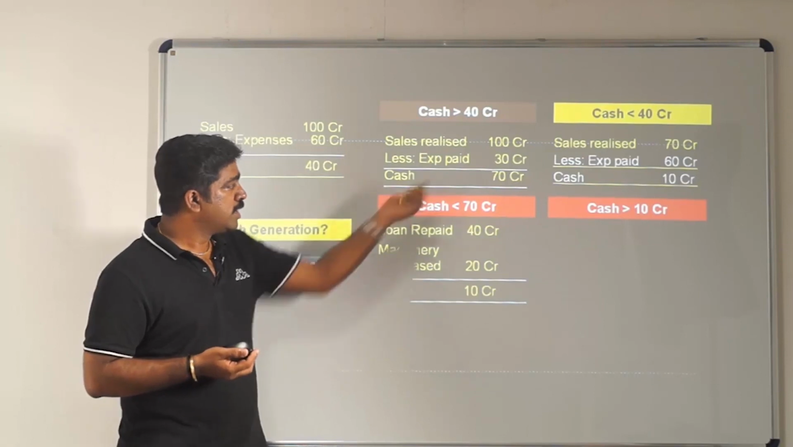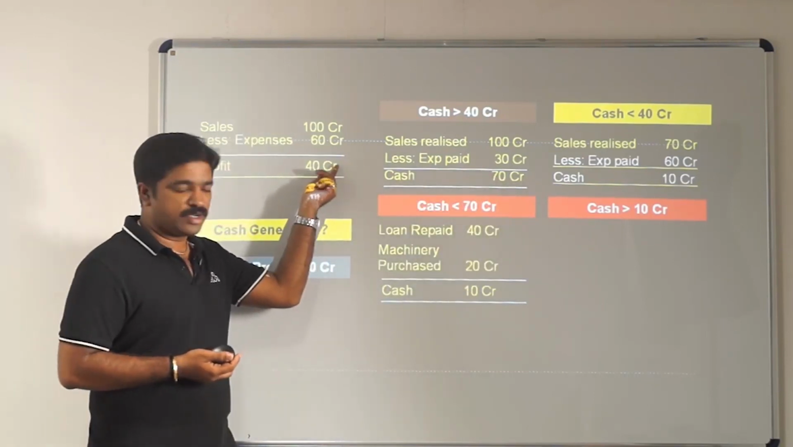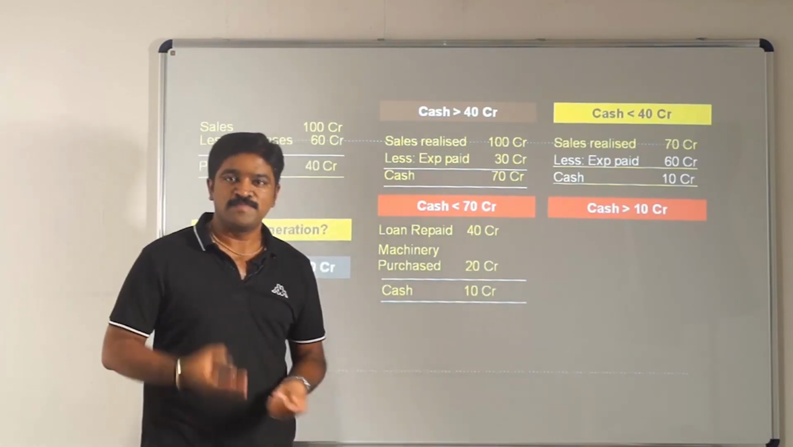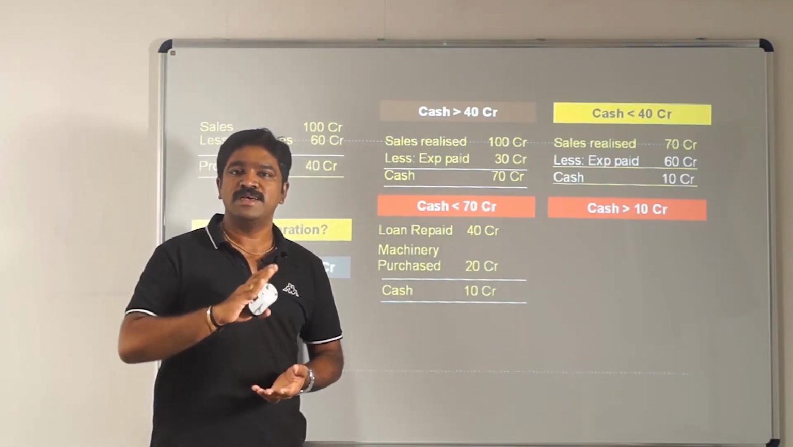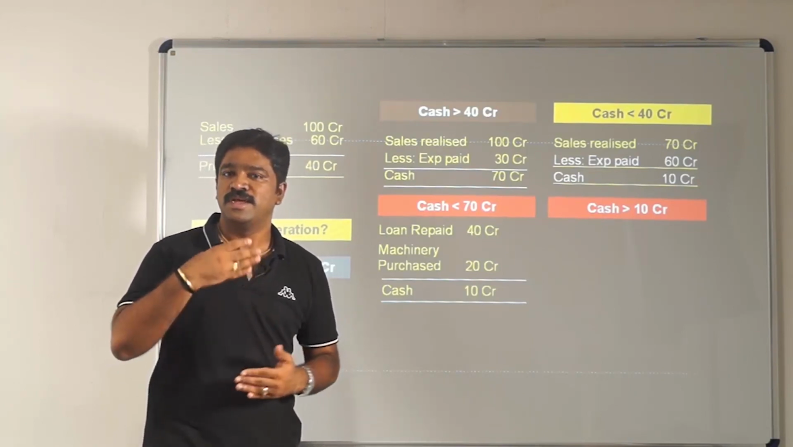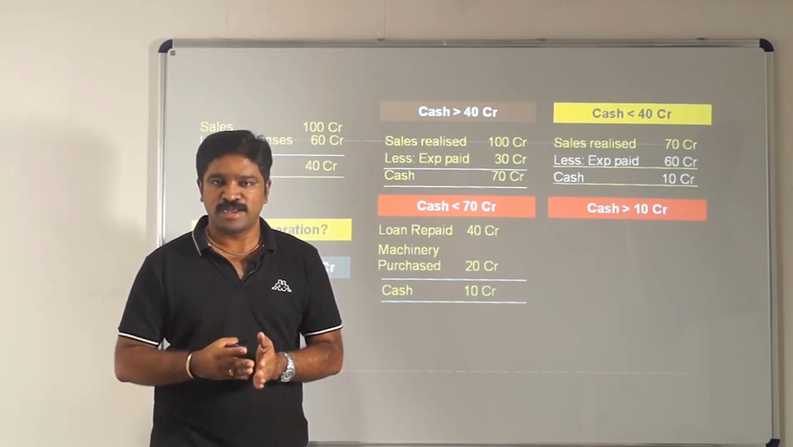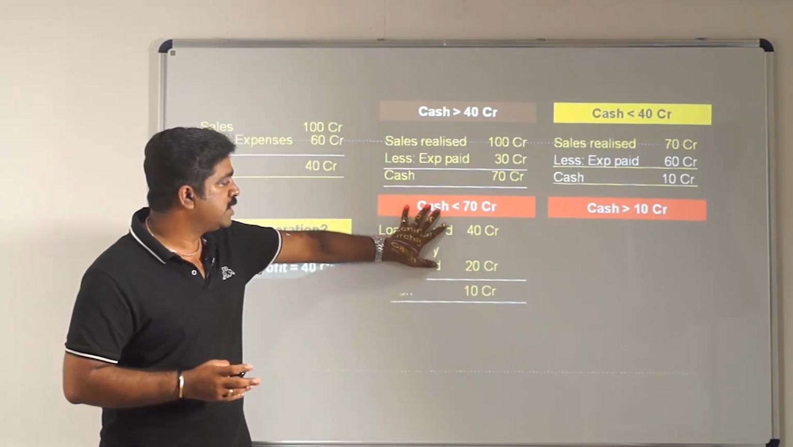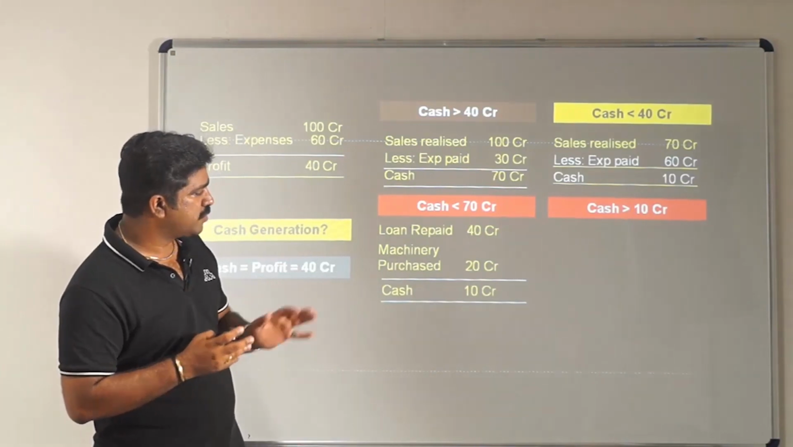This is what I told you. Cash balance can come below 40 crore. It has come below 40 crore. It has come down to 10 crore. Understand, it has come down not because of the incomes or expenses, but because of the items that are appearing on the liability side and asset side of the balance sheet. So come out of the cartel. Think beyond. So that's the scenario when your cash is less than 70 crore.